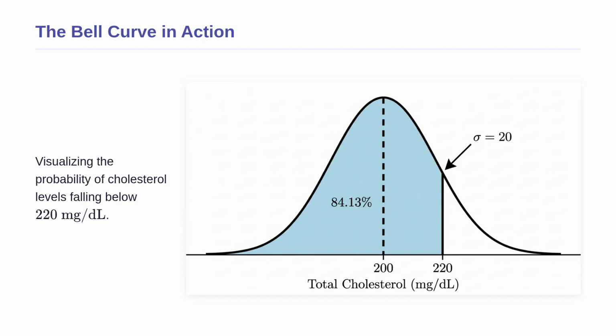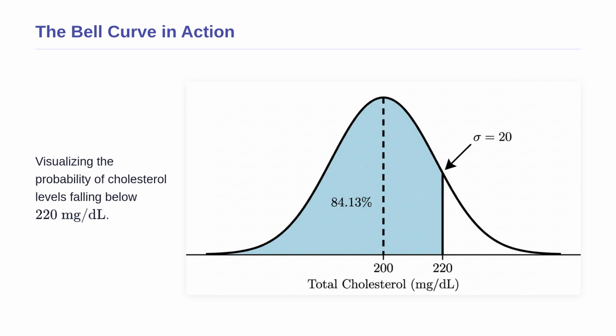To truly grasp what we just calculated, let us look at this visually. Here is the perfectly symmetrical bell curve representing our population's cholesterol levels. The horizontal axis shows the total cholesterol. Right in the center, at the highest peak, is our mean of 200. Notice the vertical line at 220, which is exactly one standard deviation to the right.